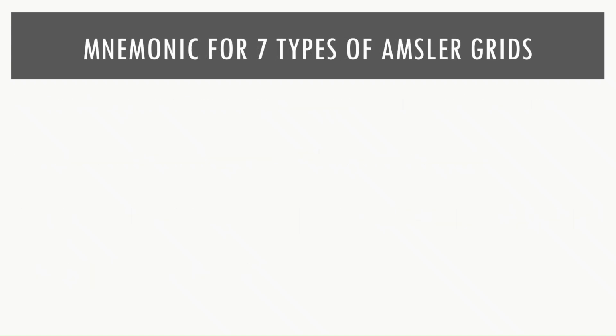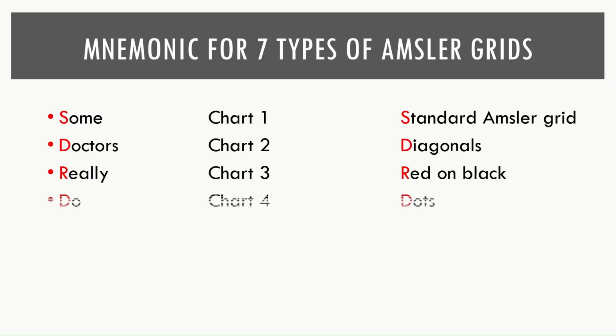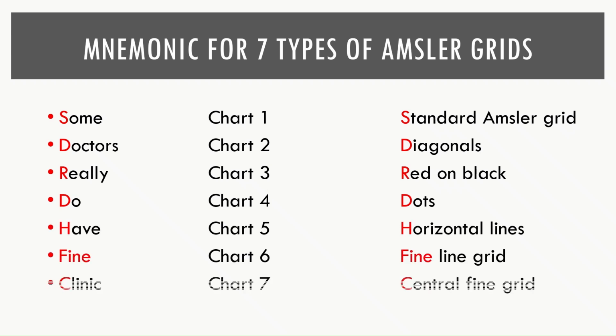To remember the 7 types of Amsler charts, use the mnemonic: Some doctors really do have fine clinic. Each letter of the word corresponds to one modification of the Amsler Grid.